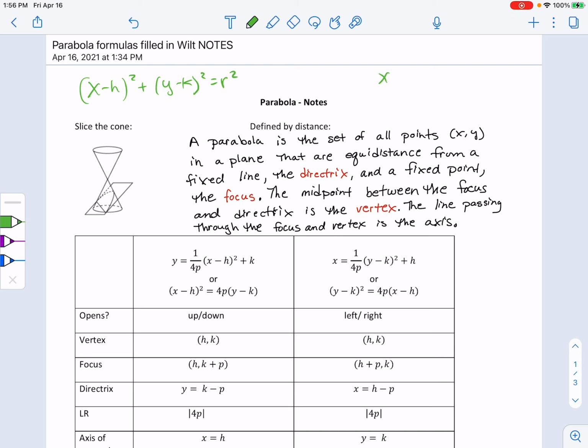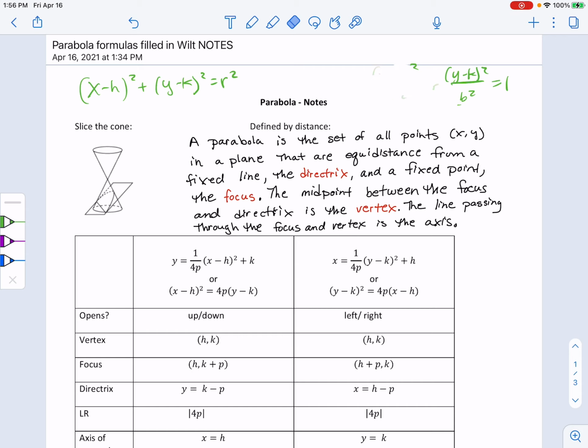Our ellipse was (x - h)^2 / a^2 + (y - k)^2 / b^2 = 1. H and k was also the center on that one, and a was the direction in the x direction, b is the direction in the y direction. And you drew your ellipse, okay? And we also had definitions for them in terms of distance. We can do the same thing for a parabola.